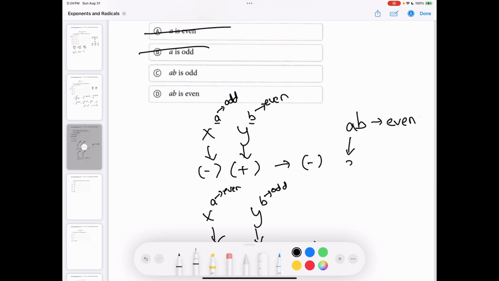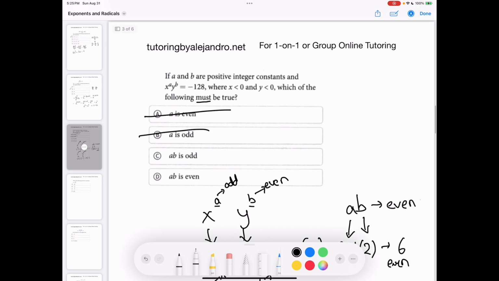So let's say a is 3 and b is even, so let's say 2. 3 times 2 equals 6, which is an even number, okay? And you could substitute different values until you feel comfortable, but it's a rule. Whenever you have an odd number multiplied by an even number, your result will be even. So that means that our answer for this exercise is D. A times B must be even, okay? All right, let's move on to the next one.